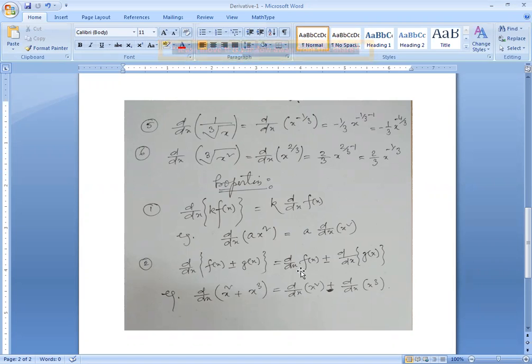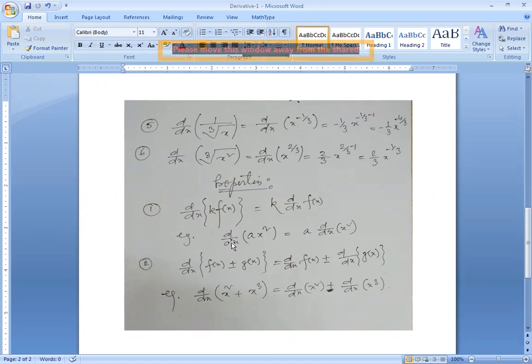A very simple example I am giving here: d/dx of x square plus x cube. x square is one function and x cube is another, two terms are there. We can differentiate the first, here it is plus, so it is plus, then the derivative of the second. So these two are fundamental properties, to be familiar with for doing some basic numericals on differentiation.